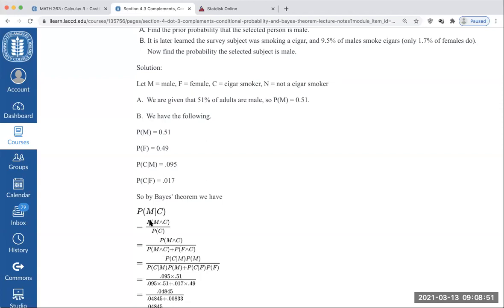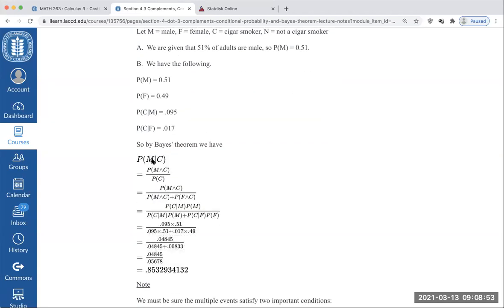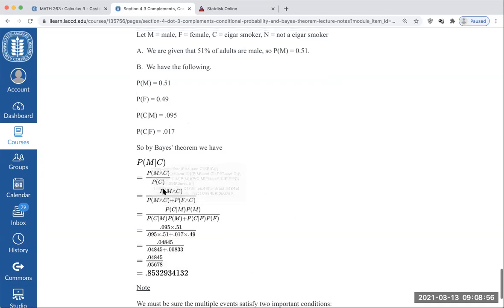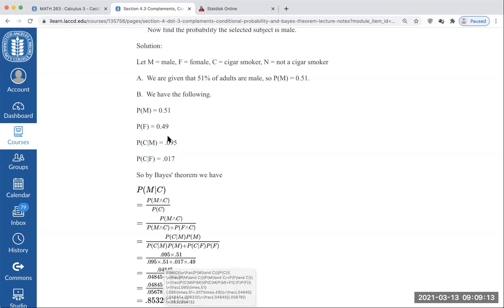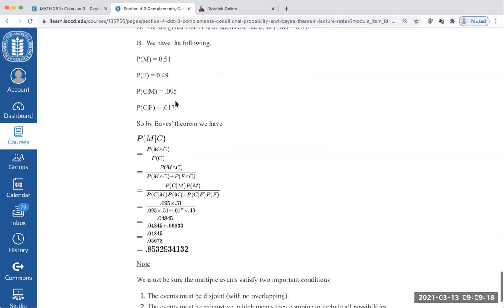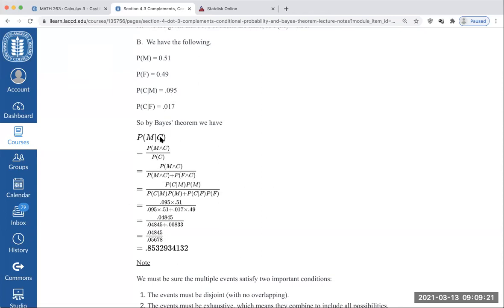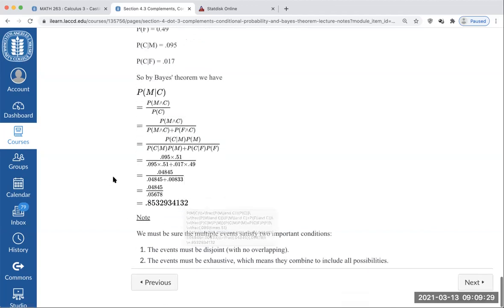Let's figure out the denominator, all the ones with cigars. So let's multiply these together: 0.095 times 0.51, and 0.49 times 0.017. And I want male and cigar, so 0.095 times 0.51.